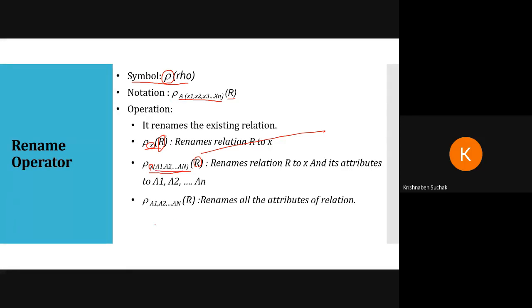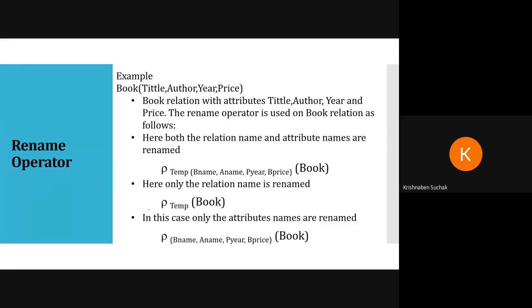Okay. Next, rho (A1, A2, ..., AN) R. What will it do? It will rename all the attributes of the relation. Okay. Only attributes will be renamed here because here they have not given what we have to rename in the relation name. Only the attribute list is given here. So only attributes will be renamed. Let us look at the example. Now see, here is one example. Any doubt?